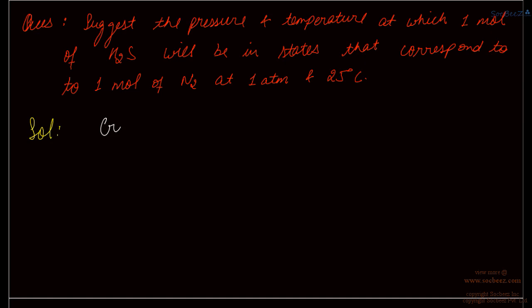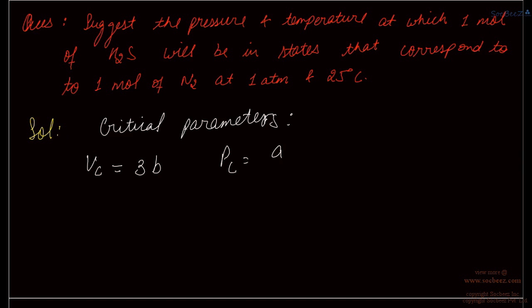Critical parameters. Under this, we study critical volume, which is equal to 3 into B. B is nothing but the van der Waals constant. Critical pressure is A upon 27 B squared, and critical temperature is 8 A upon 27 R B. A and B are the van der Waals constants and R is the universal gas constant.